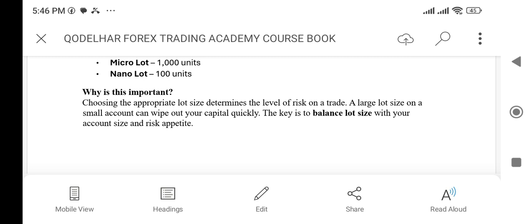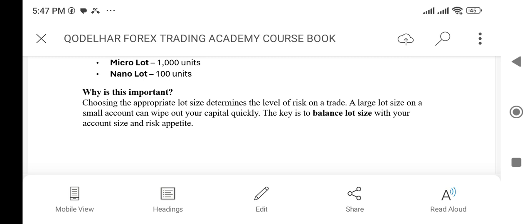A large lot size on a small account can wipe out your capital quickly. When you use a large lot size on a small account, it's very easy for the account to be wiped out, because when the market goes against you, your account size may not be able to carry the loss. So the key is to balance lot size with your account size and risk appetite.